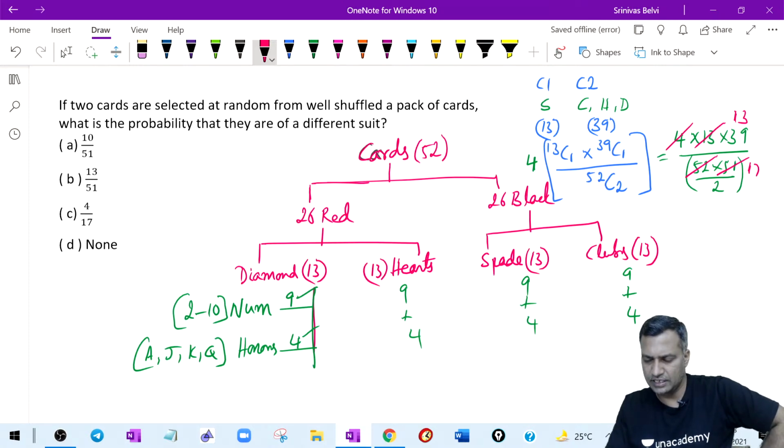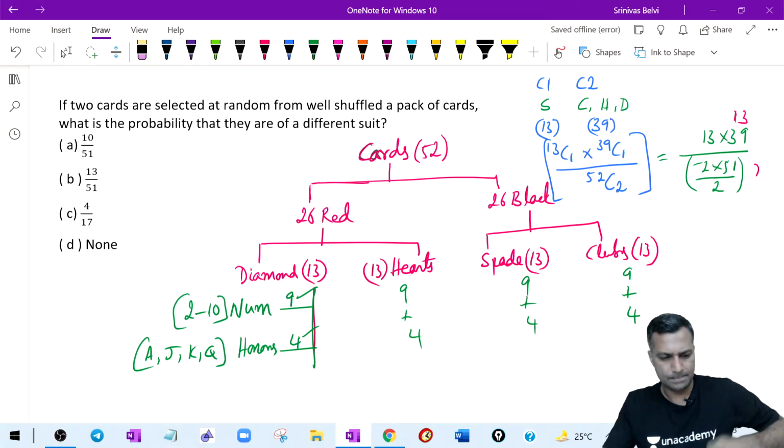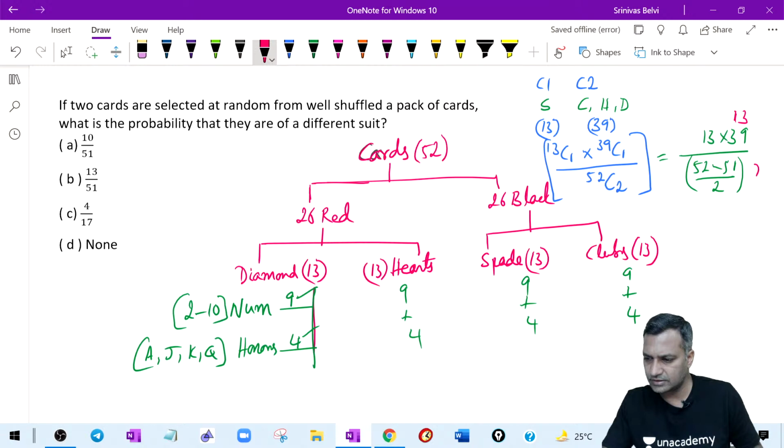Oh, should we really care about the first one? Yeah, correct. The 4 doesn't matter. Yes, you're right, Rishabh. The 4 doesn't matter, because anyway they are distinct. Yes. Bang on.